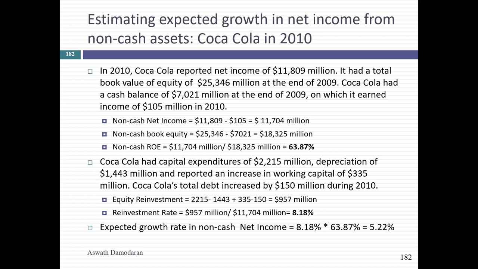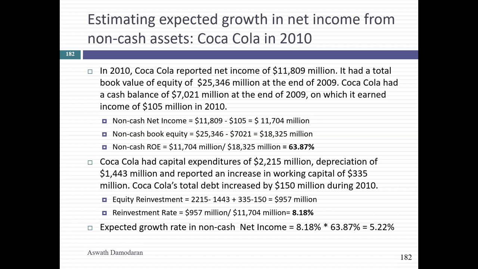When I went to the statement of cash flows, it looked like that capex. This is the accounting capex of 2.2 billion. The depreciation was 1,443 million. So they're basically reinvesting about 700 million, at least according to the accountants. And if we add the working capital change, the total amount reinvested is about 957 million. You're saying, why are you subtracting out the 150 million? Remember, I'm looking at just the equity investors. So if 150 million of this is coming from debt, the 957. If I divide the 957 million by the 11.7 billion, their reinvestment rate is 8.18%.